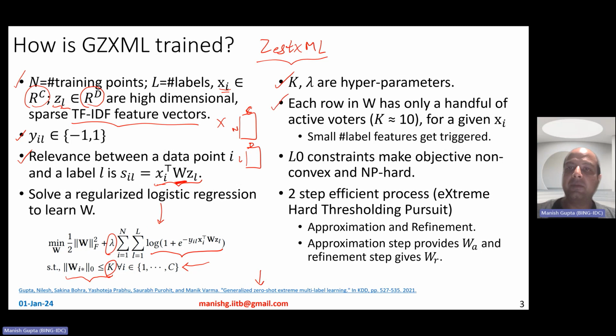Each row in W has only a handful of active voters, meaning only a handful of these K are active. In the setup, they set K as approximately 10, which means each row of W has up to 10 different voters, 10 different values which are non-empty, for a given data point. Now, a smaller number of active entries in W means a small number of label features are triggered for any data point, and that makes sense because for most data points, a small number of labels are applicable.